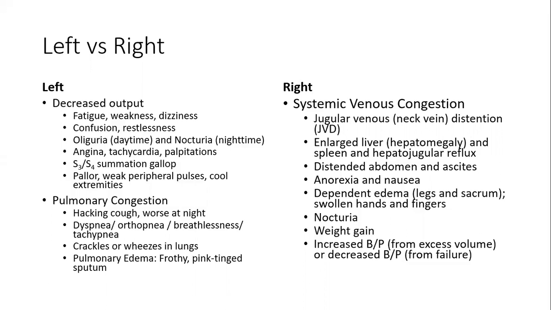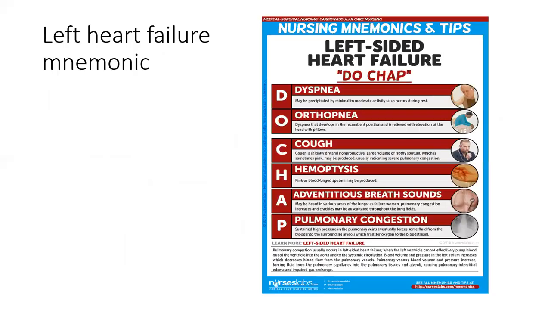In right failure, you might see more systemic effects like jugular venous distension, which is kind of a classic symptom, enlarged liver, distended abdomen, anorexia and nausea. A lot of times people pack their fluid around in their abdomen, so you look for swelling, but it's not there. It's in their abdomen instead. Dependent edema, then the legs and sacrum, nocturia, weight gain, increased blood pressure from excess fluid volume, or you can have decreased blood pressure when a person starts to decompensate and has poor output.